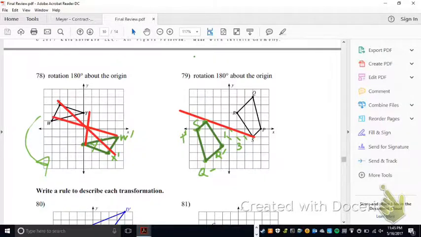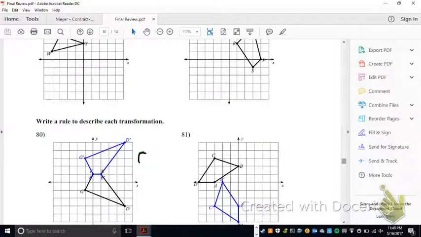Okay, so moving on to 80. We're being asked to figure out what kind of transformation this is and then write the rule. Here it is a reflection because it looks like it's mirrored. So we need to find the line of reflection. Lucky for us, we're given that both F and E are on the same point as E and F prime. So that means that our reflection is over line y equals 1.